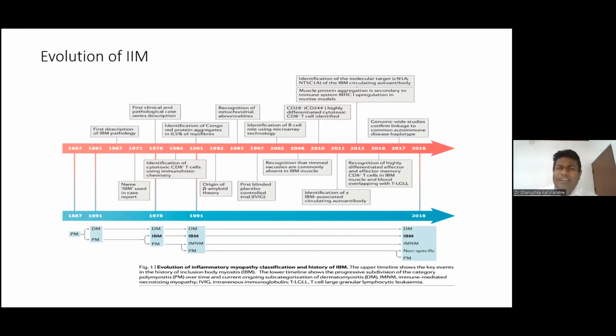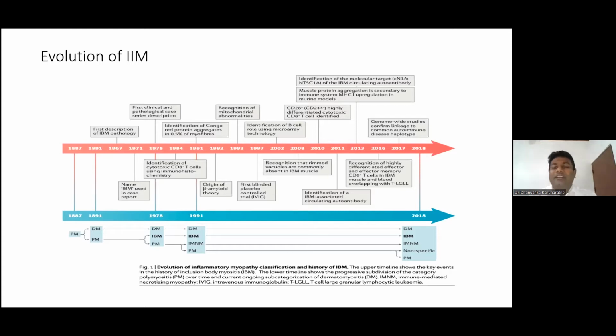And in 1991, once again, among the patients under the umbrella term of polymyositis, some of them showed a very rapidly progressive disease, which is characterized by severe myalgia and histological features suggestive of myonecrosis or muscle necrosis, which was then identified as immune-mediated necrotizing myositis.